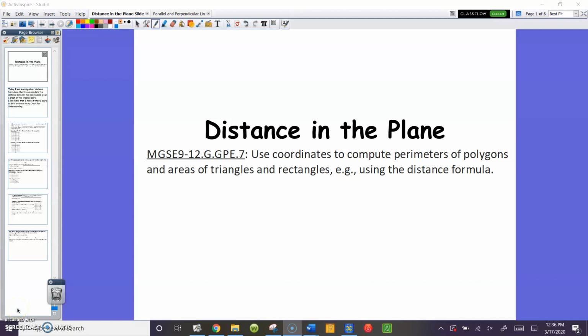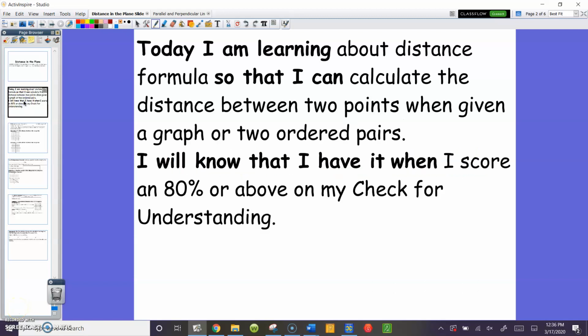Distance in the plane. Today I am learning about the distance formula so that I can calculate the distance between 2 points when given a graph or two ordered pairs. I will know that I have it when I score an 80% or above on my check for understanding.